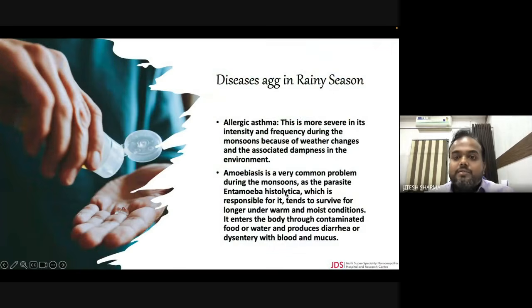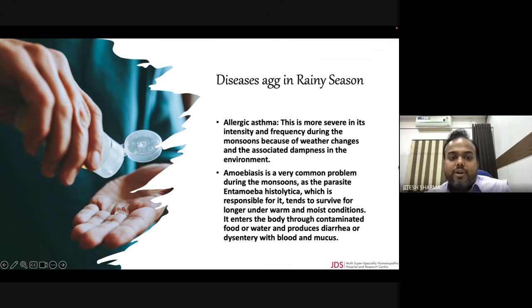Next is what types of diseases get aggravated in the rainy season. That is allergic asthma. It is more severe in intensity and frequency during monsoons, and you will encounter it on a daily basis: people suffering from dyspnea, difficulty in breathing, who cannot breathe.